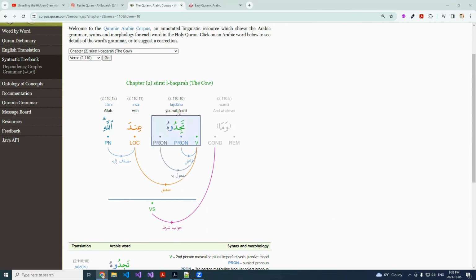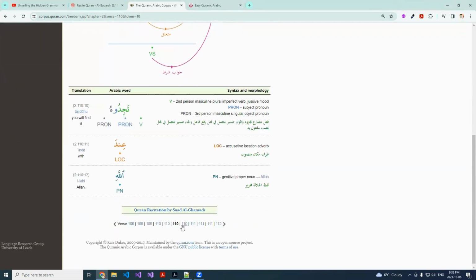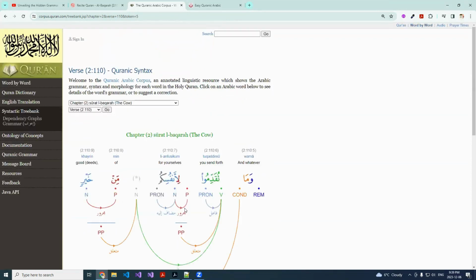You will find it. Tajidu. No, Antum is right. It's a plural. And who's the maf'ul bihi here? What will be the translation of who? What are we talking about? Whatever deeds we sent forward. Yes. So that is the maf'ul bihi, min khairin li anfusikum.